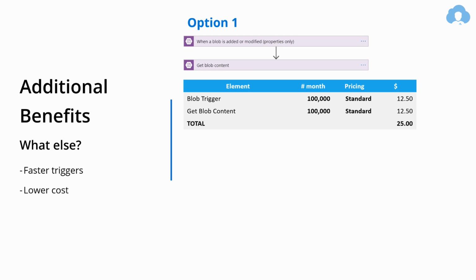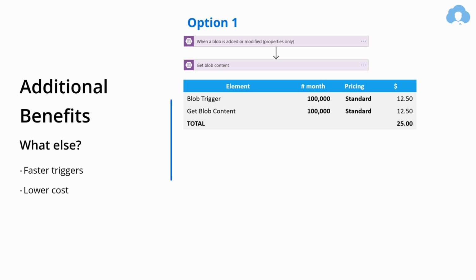And you pay less because let's compare options. In the first option, we had 2 connectors using the blob connectivity. We had a blob trigger and get blob content. If you would execute it 100,000 times for each new file, you would pay $25 because both of those connectors are standard priced connectors.